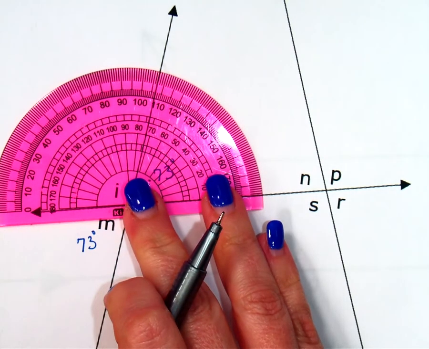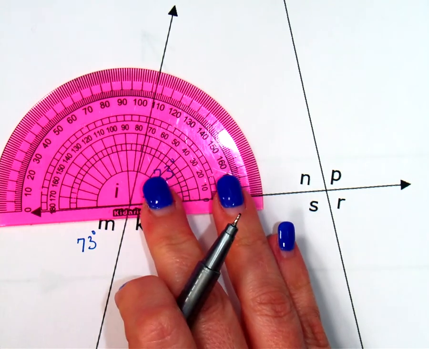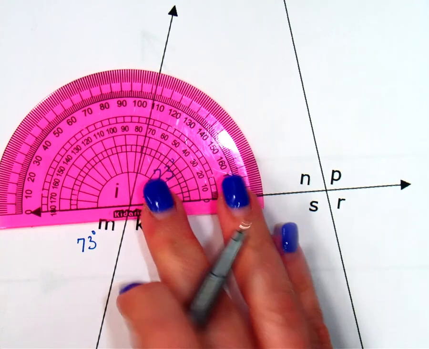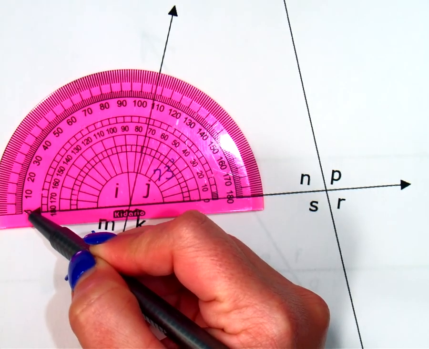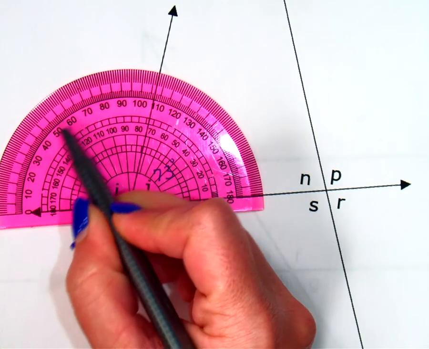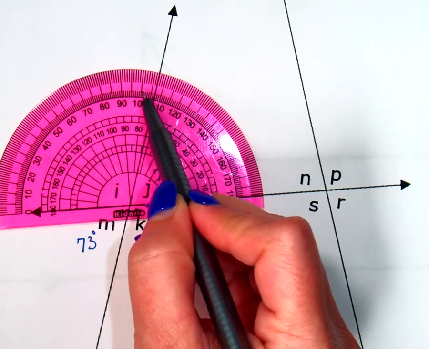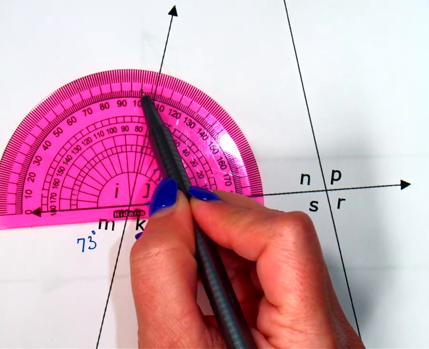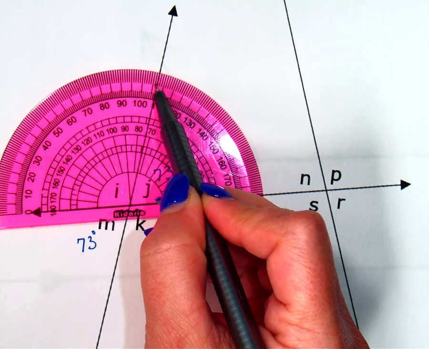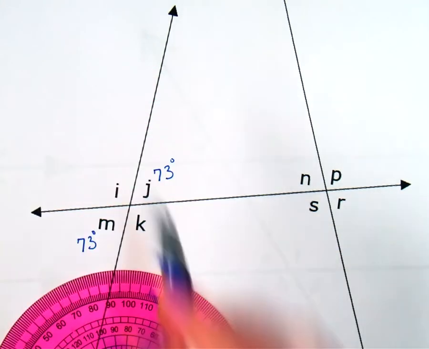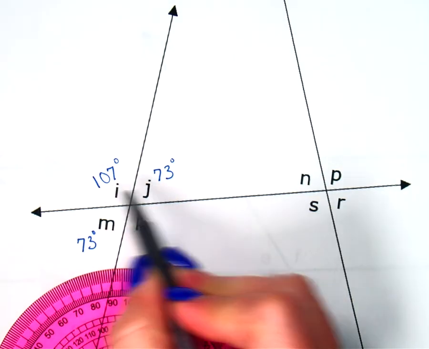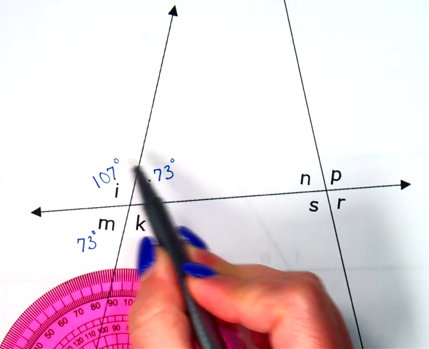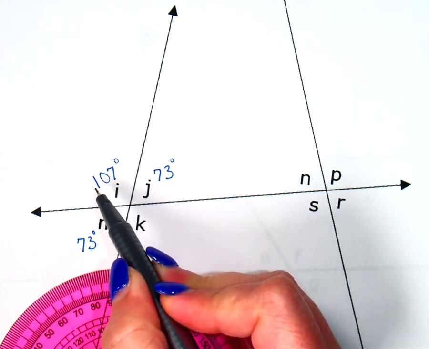Okay, so then get myself nice and lined up so we can measure this side. So now when I'm measuring this side, my 0 is on the outside for the left side. So when I go around, I can see I hit 100 right here. So then I'm going to go 105, 106, 107. And you can check to make sure 107 and 73 make my linear pair of 180 on one side of the line.